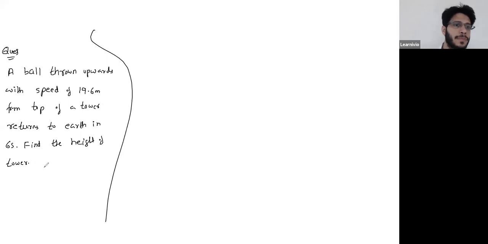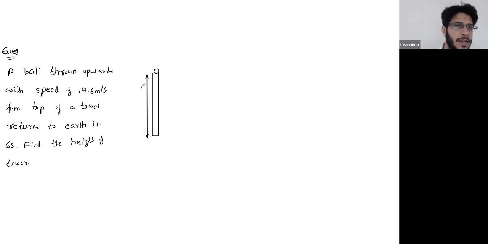See. So this is the tower. The height of the tower is 19.6 meter. From the top of this tower, I projected a ball upwards. Okay, so height is not known, that's velocity. Height is what we are supposed to calculate. The body is projected upwards with some initial velocity of 19.6 meter per second.